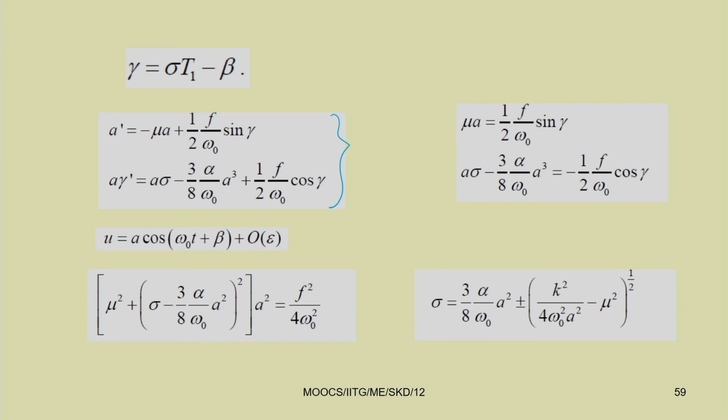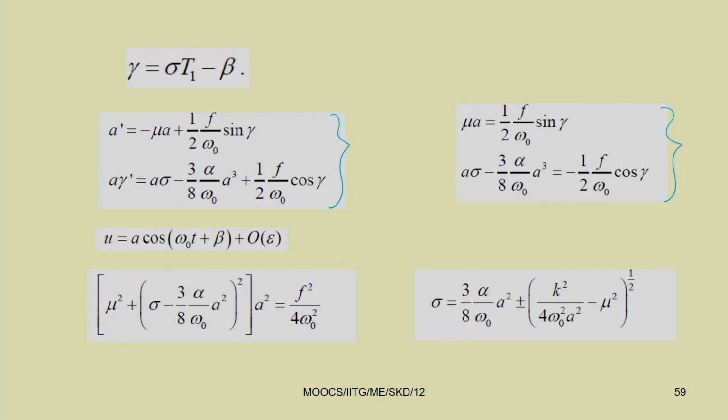Now for steady state, a and gamma are no longer functions of time, so a dash and gamma dash must be equal to 0. By substituting a dash and gamma dash equal to 0 in the reduced equations, one can get mu a equal to half f by omega 0 sin gamma, and a sigma minus 3 by 8 alpha by omega 0 a cube equal to minus half f by omega 0 cos gamma.